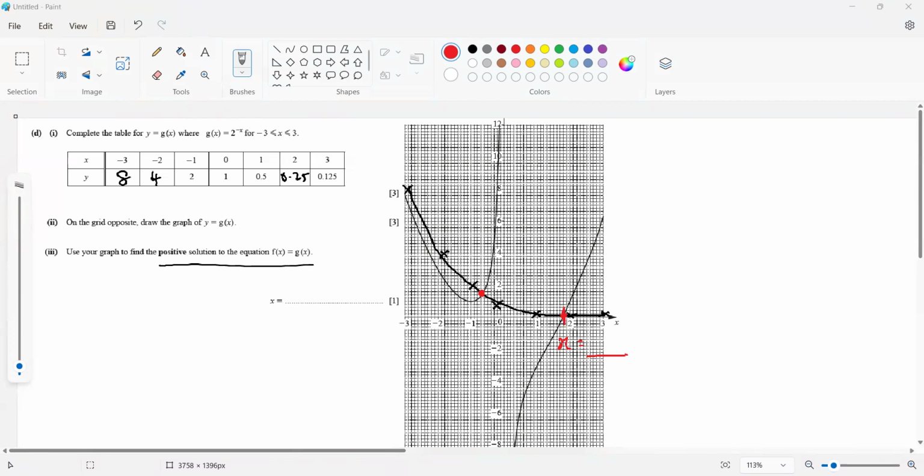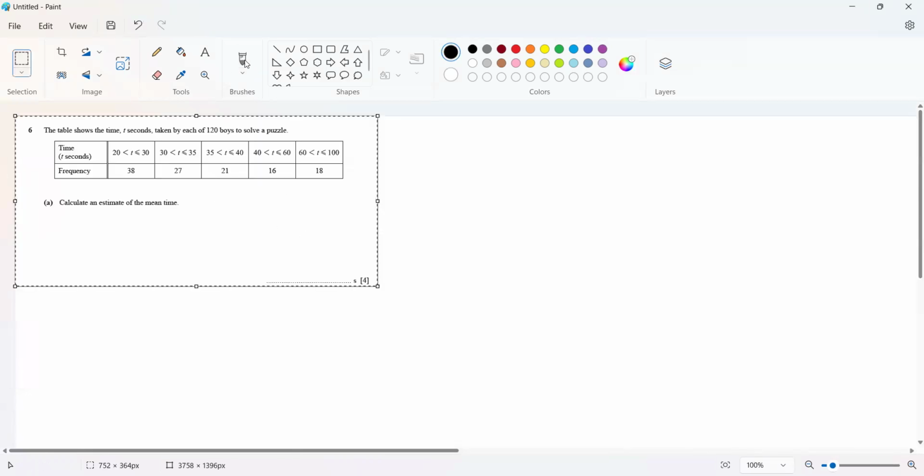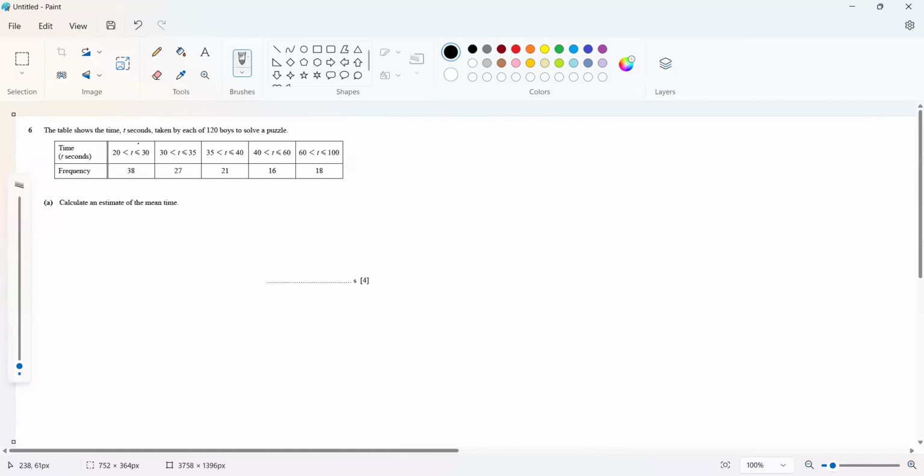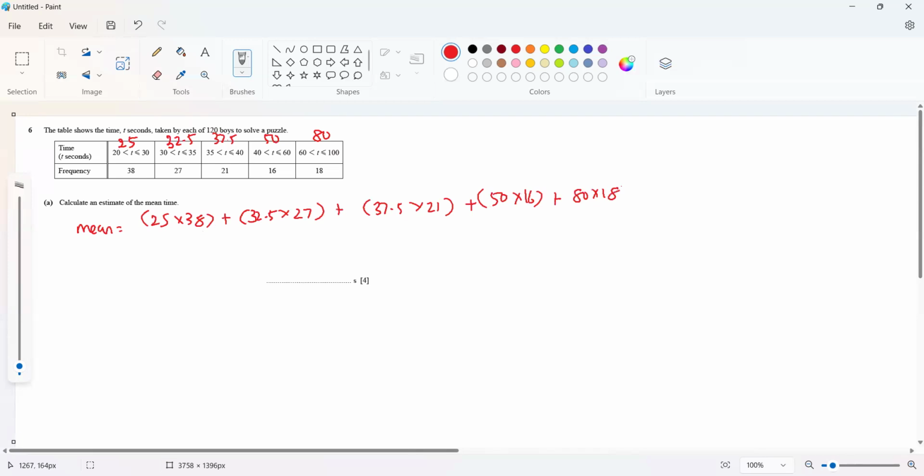So moving on to question number 6a. On question 6a, what we'll have here is another question on estimation of mean. Estimation of mean works with midpoint first. To get our midpoints, we just add the class limits together and divide by 2. So this is 20, 25, 32.5, 37.5, 50, and lastly 80. Our mean would simply be a multiplication, which is 25 multiplied by 38, 32.5 multiplied by 27, 37.5 multiplied by 21, 50 multiplied by 16, 80 multiplied by 18.